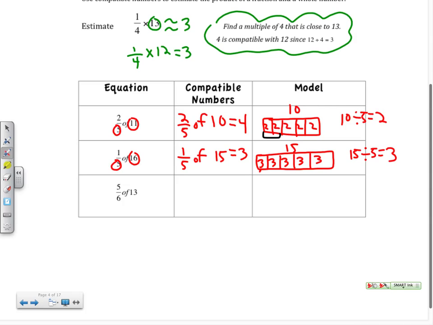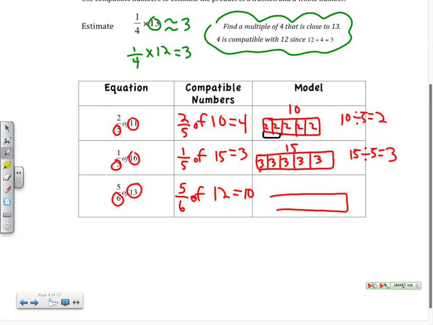And finally, 5/6 of 13. 6 and 13 are not compatible. What is close to 13 that 6 will go into evenly? 12. So I can think about this as 12 divided by 6 is 2, and 2 times 5 is 10.